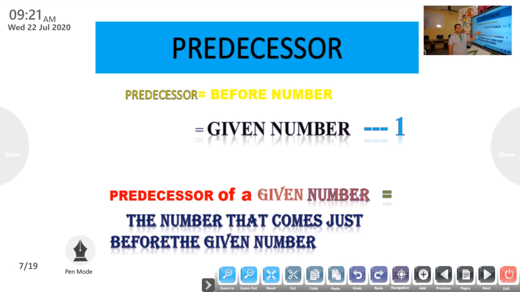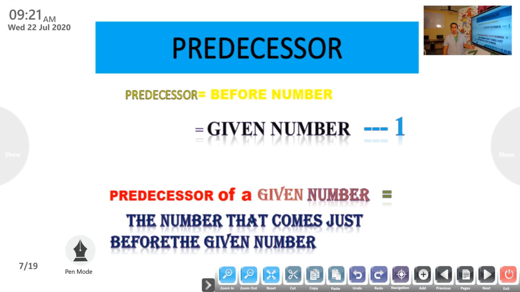How do you get the previous number? Given number minus 1. For larger numbers, we can't find it mentally, so we have to do the subtraction. Predecessor is equal to given number minus 1. The predecessor of a given number is the number that comes just before the given number.